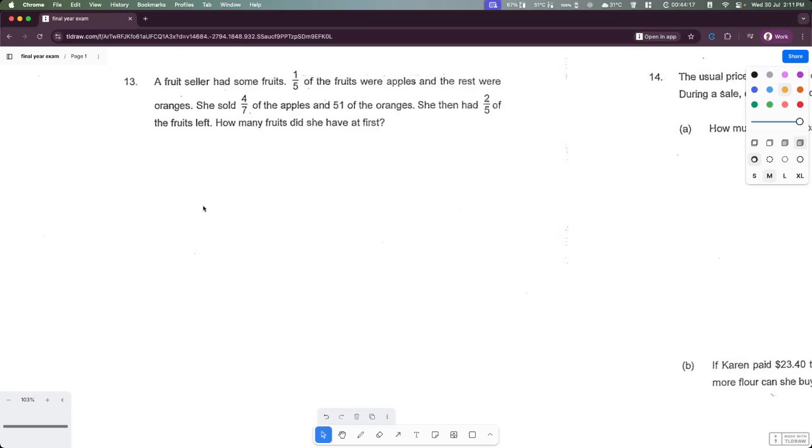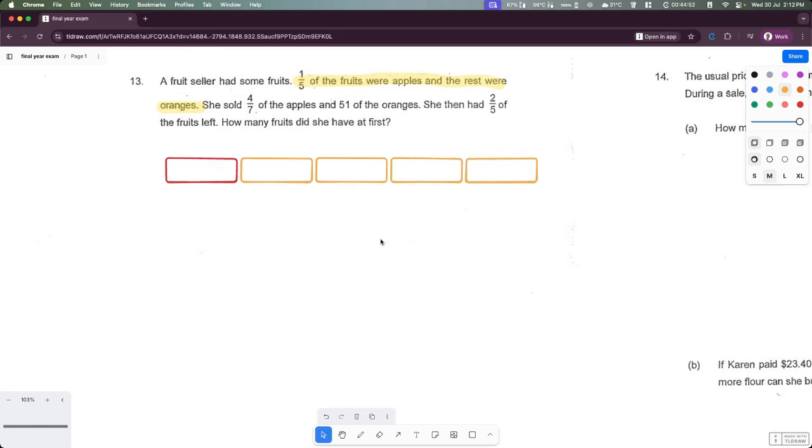So what we can do is we can highlight this. 1/5 of the fruits were apples and the rest were oranges. So there's two ways to do it. I'm going to do both ways. One is to visualize, which is using models. The other one is to use fractions as well, which we will also be using. So in this case, we're going to use 1/5 as the apples. So what is the rest, the oranges? If 1/5 is the apples, then that means the oranges is 4/5.